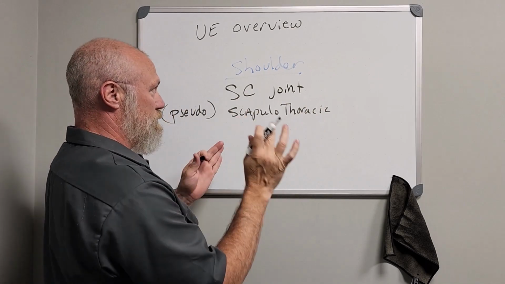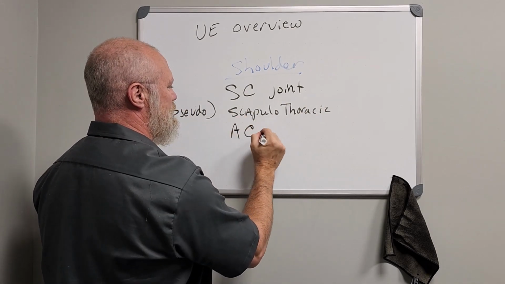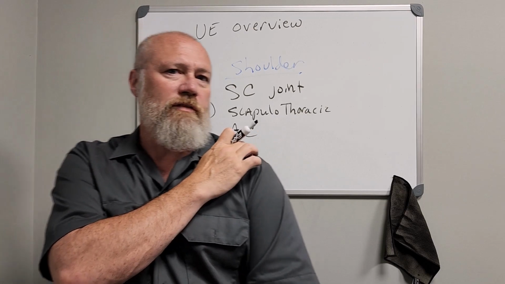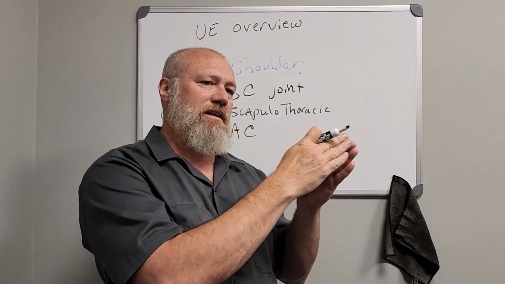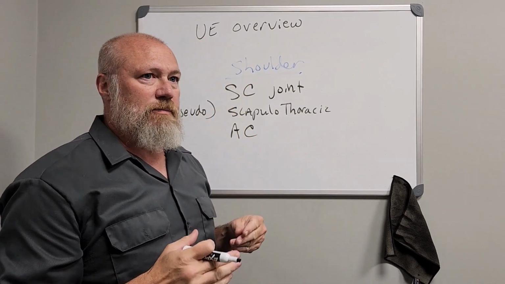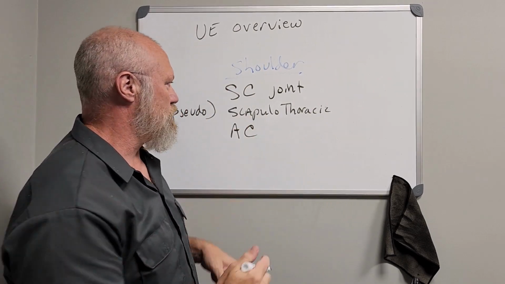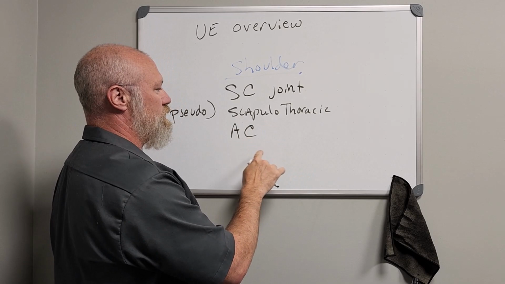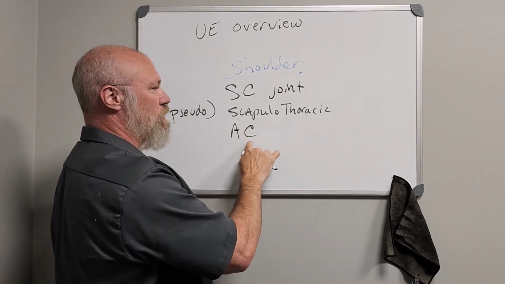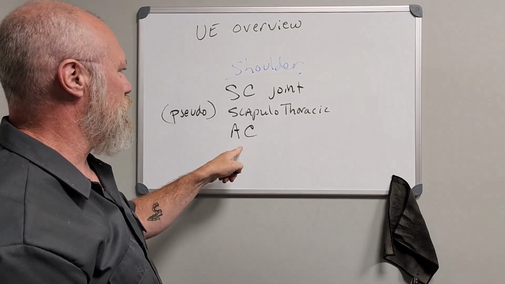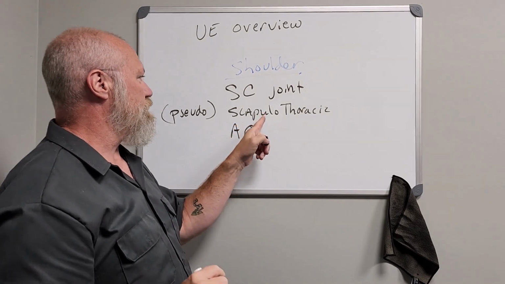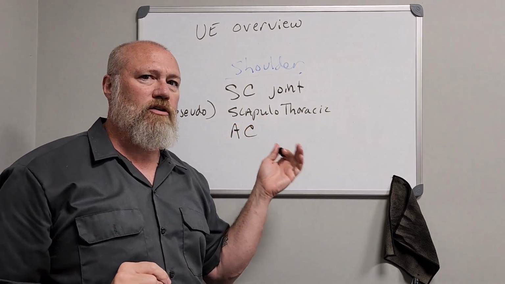Still composing the shoulder, you have the AC joint, the acromioclavicular joint. That's the apex of that wedge-shaped pectoral girdle from a superior view that I showed you a little bit ago. The acromioclavicular joint is the lateral end of the clavicle joining with a projection from the scapula called the acromion.